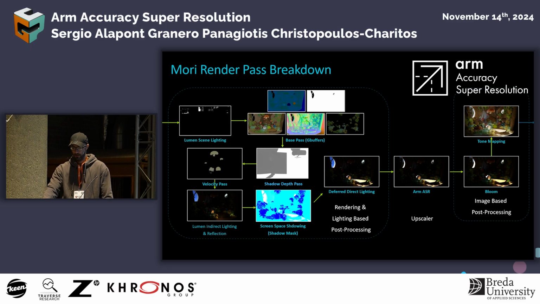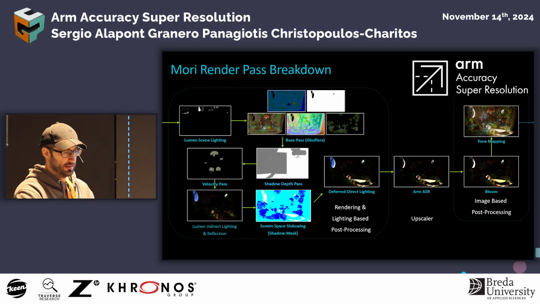On the left side, there is a traditional deferred renderer with direct lighting and Lumen for indirect. This runs in the internal resolution. ASR follows in the middle and does upscaling and AA. And on the right side, we have post-processing and UI rendering. These passes typically happen in full resolution.